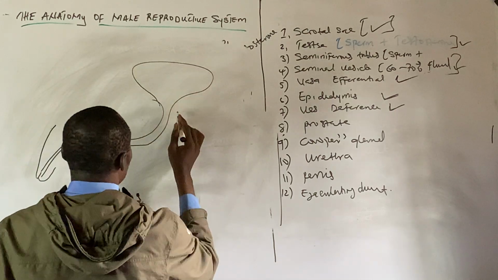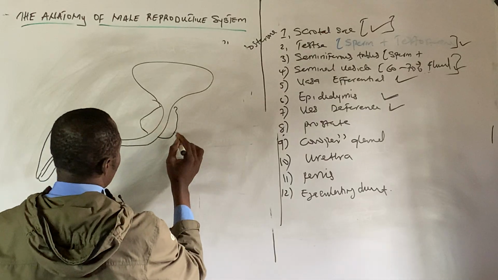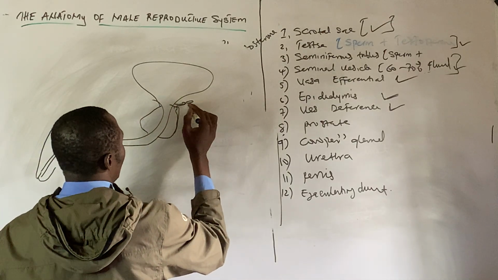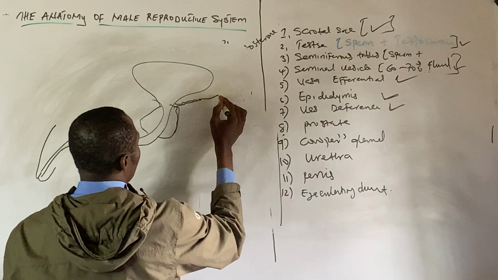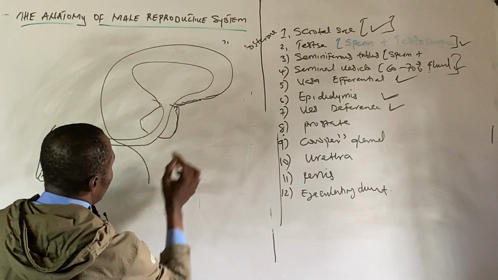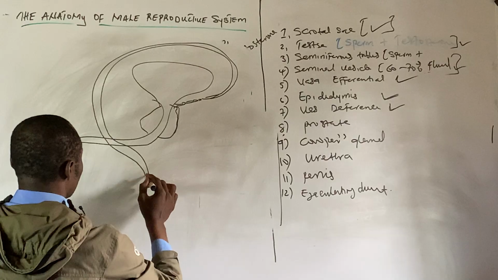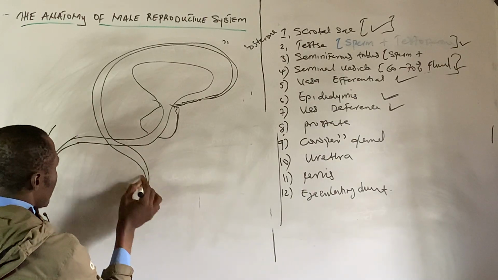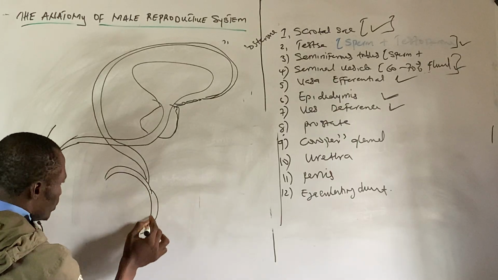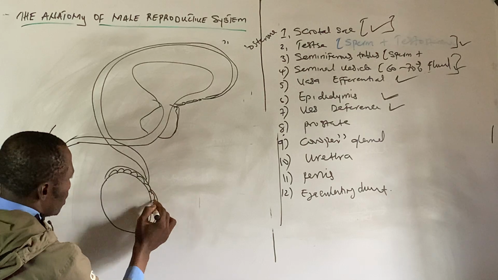All right, so we have something like this. Over here, we have some collecting ducts. Then we can have the vas deferens. So in the testis, I've drawn the diagram for you. You can check out that diagram.